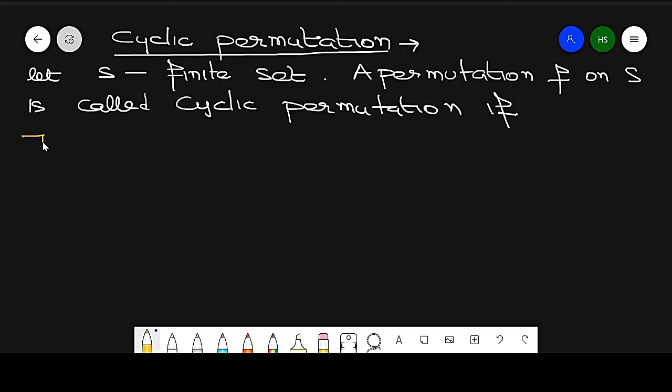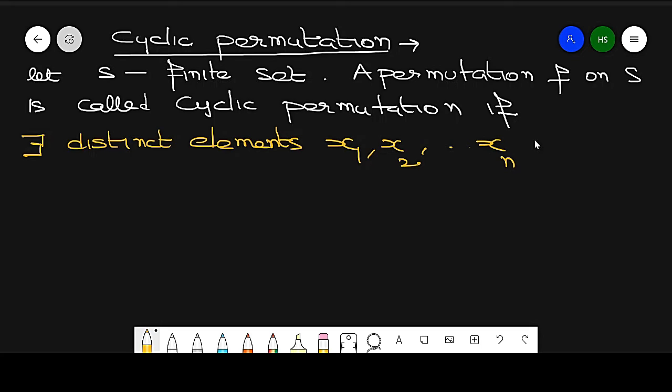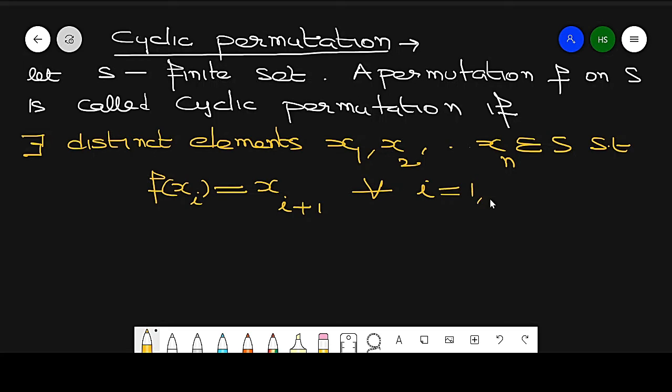if there exist distinct elements x1, x2, and so on up to xn belonging to S such that f of xi is equal to xi plus 1 for every i running from 1 up to n minus 1. So this is a cyclic permutation.